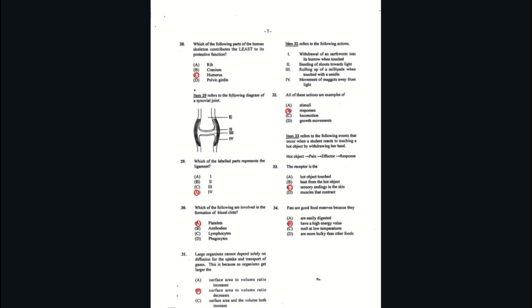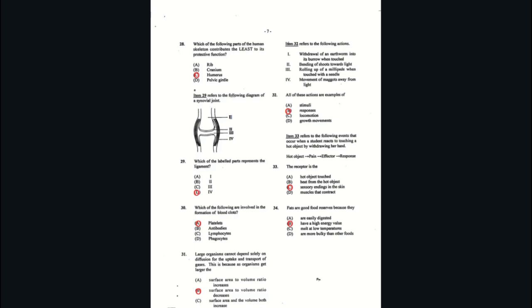Shoots move towards light. There's a stimulus that caused it to move. The millipede was touched with a needle, it's a stimulus. And the movement of maggots away from light is also caused by a stimulus. So all of these are responses. You might be tricked and say A is the answer, but A is not the answer, B is the answer, because these are all responses to a stimulus.